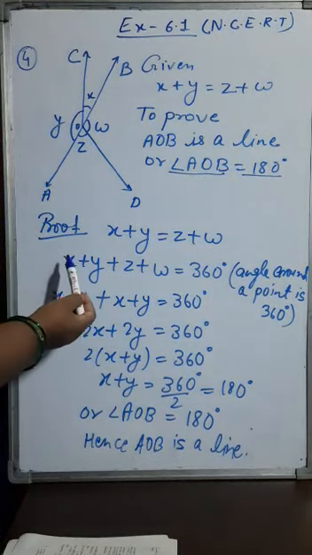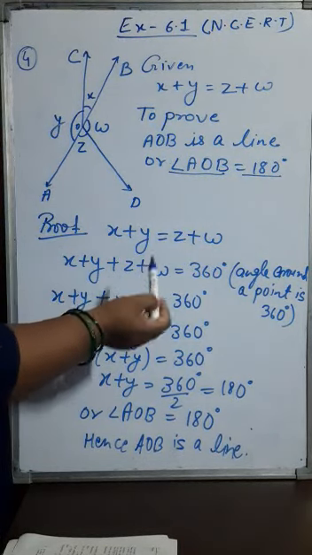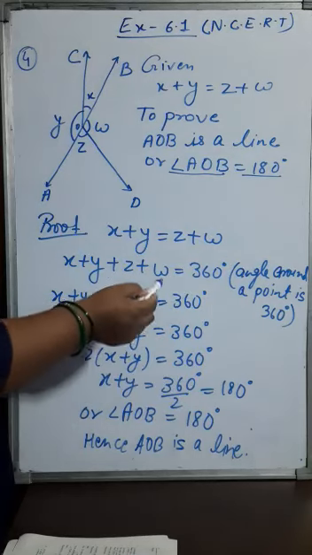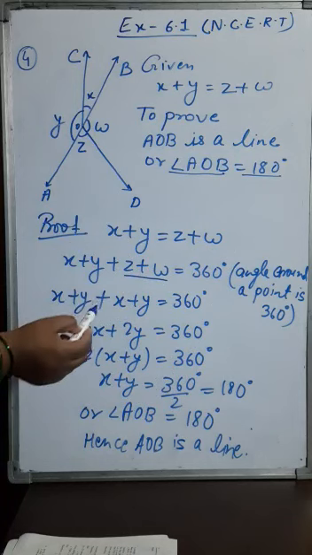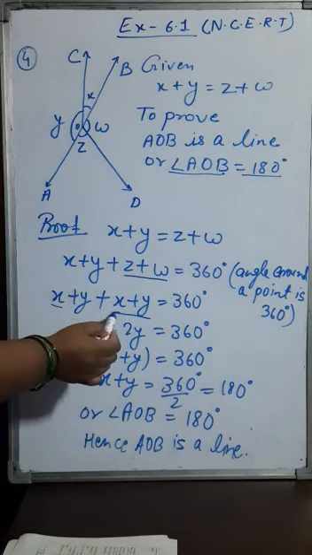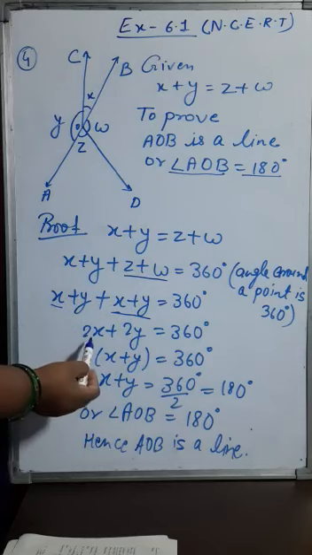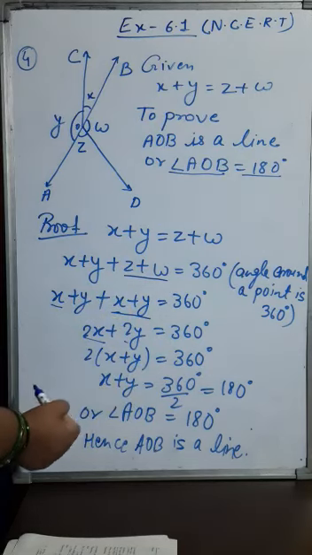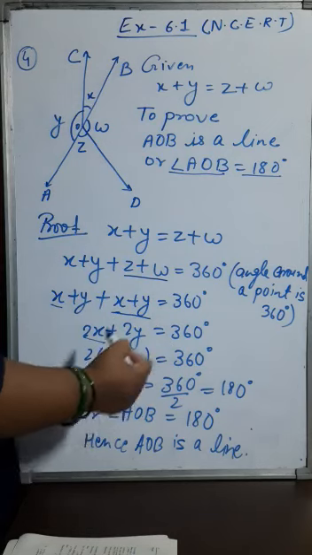We can write x plus y plus z plus w is equal to 360 degrees because the angle around a point is 360 degrees. In place of z plus w, we can replace it by x plus y. So we have 2 times x and 2 times y, which can be written as 2x plus 2y is equal to 360. 2 can be taken common. We have x plus y is equal to 360.